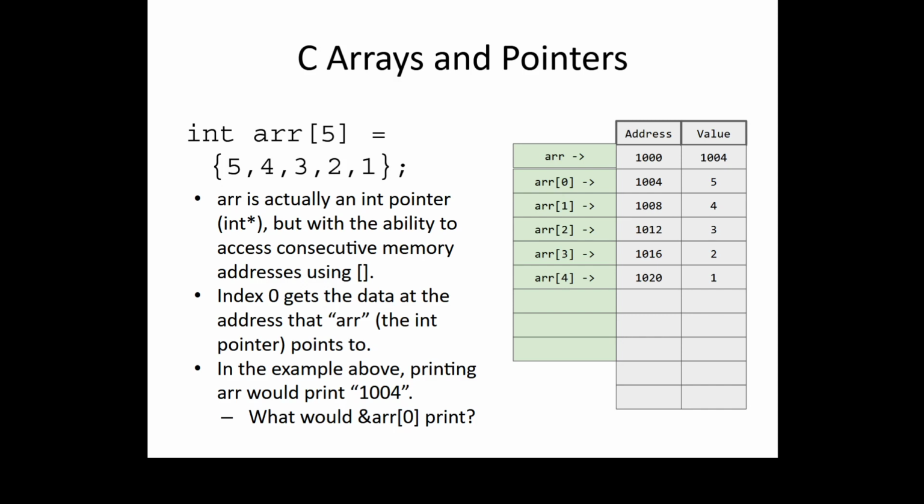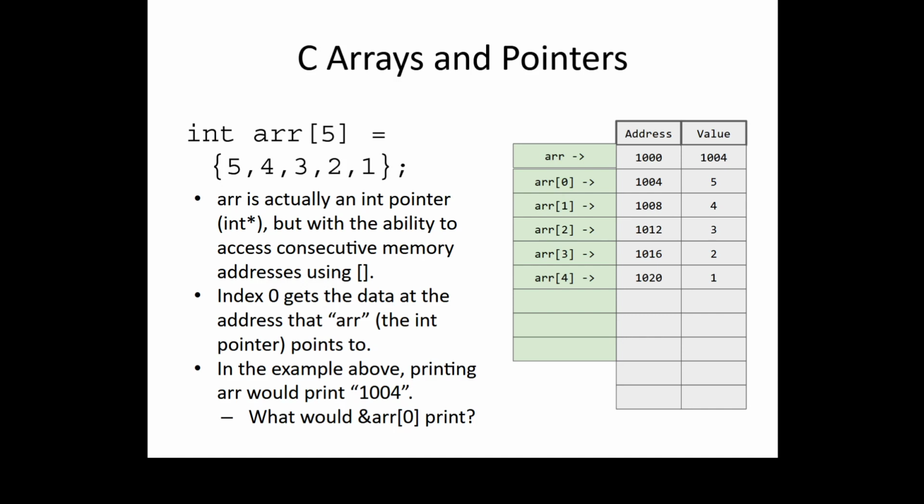But we dereference it the same way. So arr[0], if you printed it, would print 5. arr[1] would print 4. arr[2] would print 3. arr[3], 2, and arr[4] would print 1. Right, so this works the same way as Java. Behind the scenes, though, there's a couple differences. arr is just a pointer. That means it's not an object. It doesn't have a length. It doesn't have methods. It just points to an address.